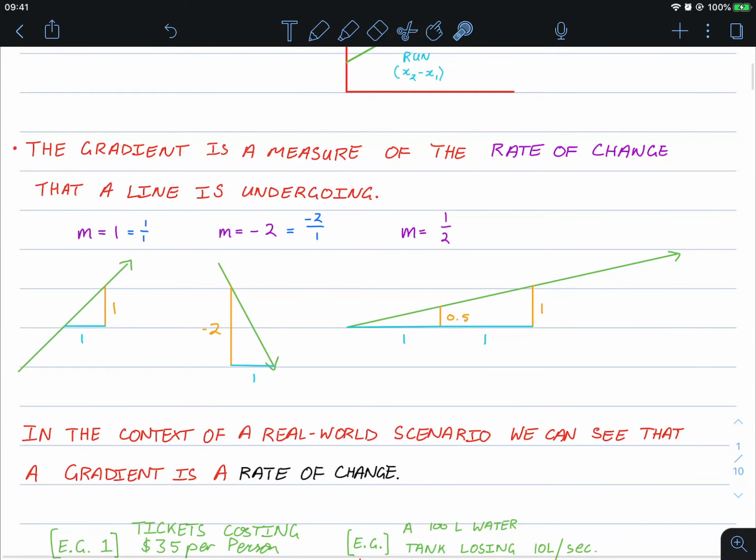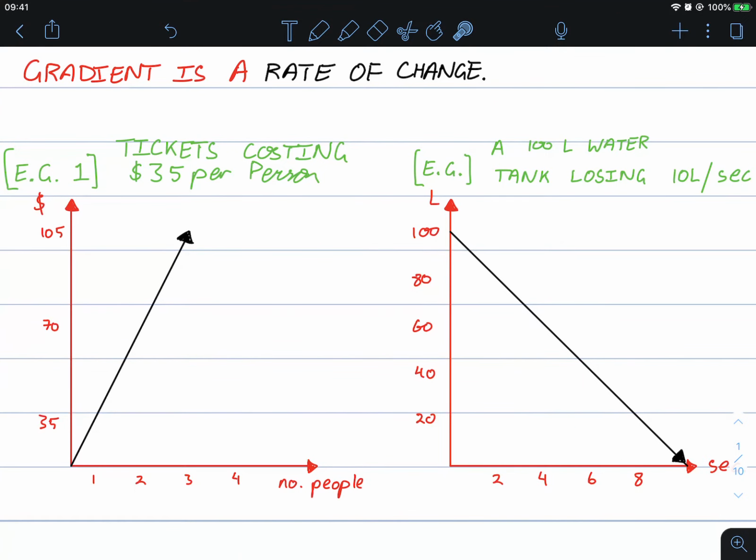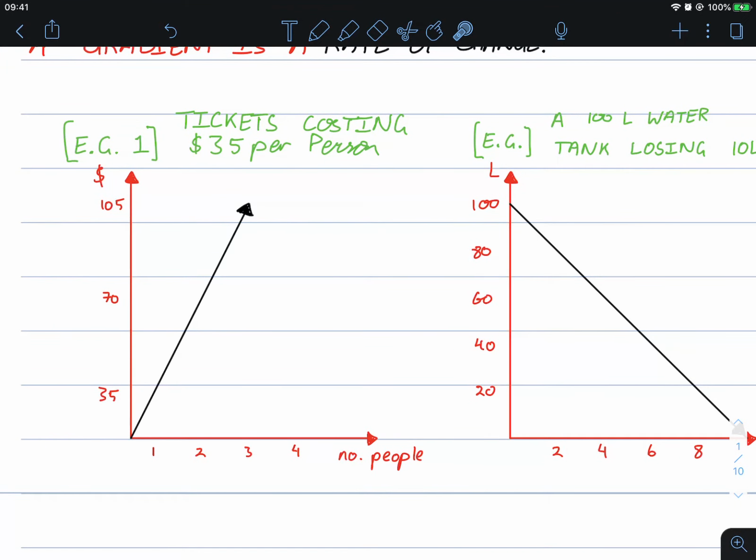In the context of a real-world scenario, we can really see that a gradient is a rate of change. So here are two graphs. In this first one, it's tickets that cost $35 per person. If we have one person, it costs $35. If we have two people, it costs $70. Three people, it costs $105, and so on. So $35 is the rate per person. But also, if we were to measure the gradient of this line, it would come out to be 35.